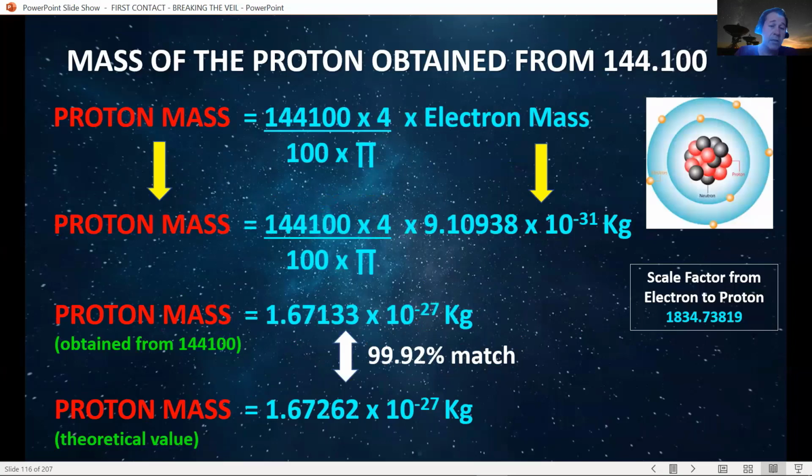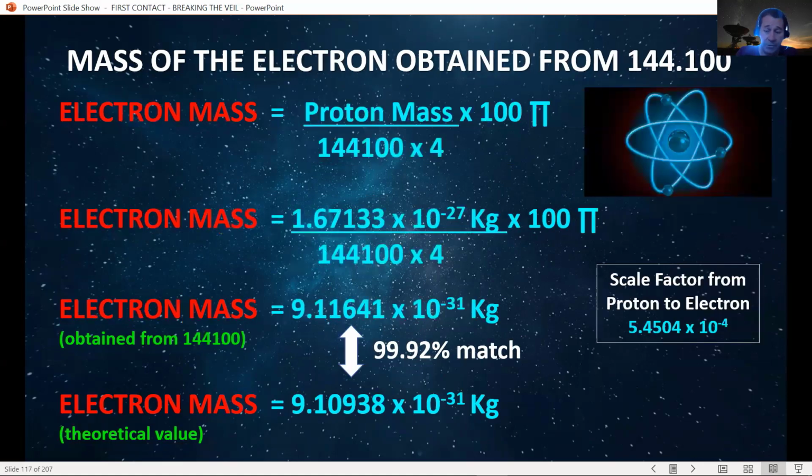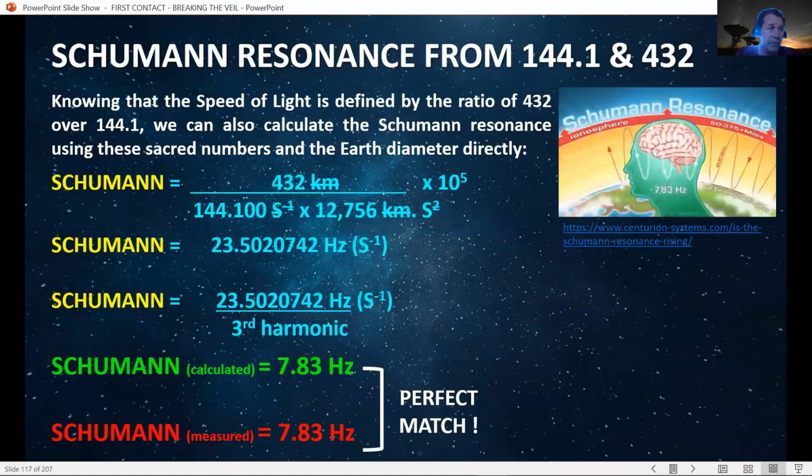And we see how this number percolates, this fundamental harmonic, where we can see how the mass of the proton can be obtained from 144. Same for the mass of the electron here. It's a different slide, and we see the relationships. I'm not going to go through the mathematics of it because we're going to talk about it in a longer update, but I wanted to give a brief idea here.